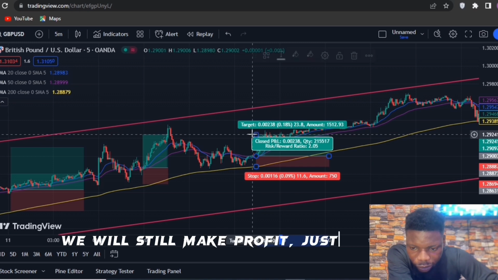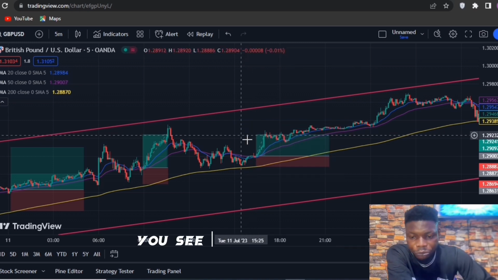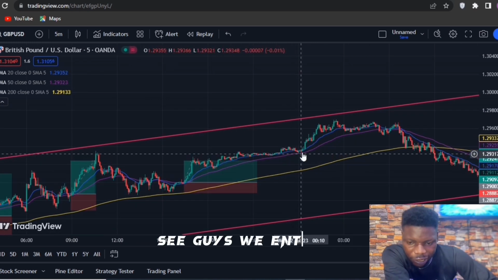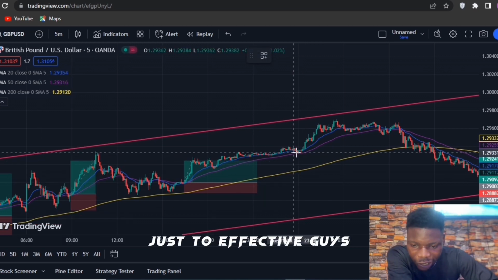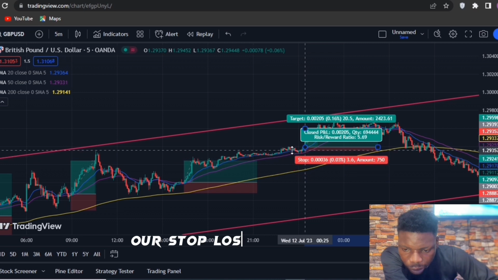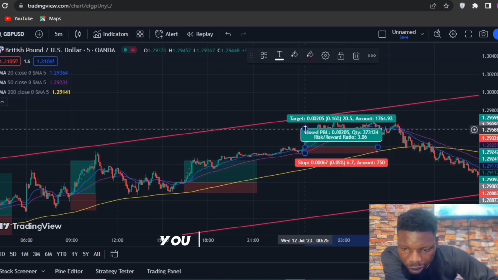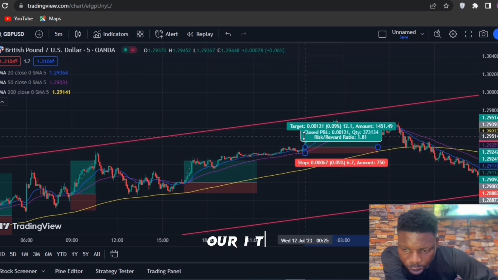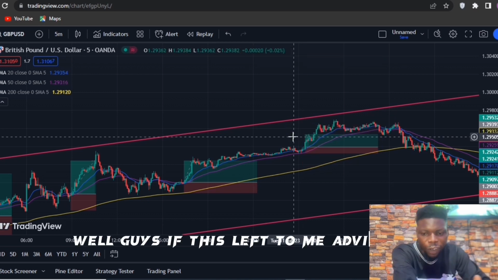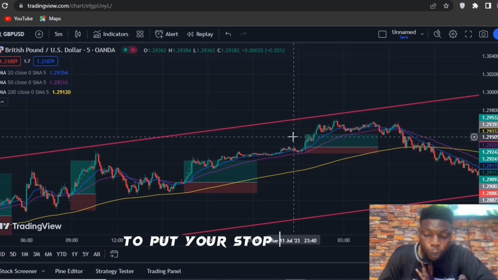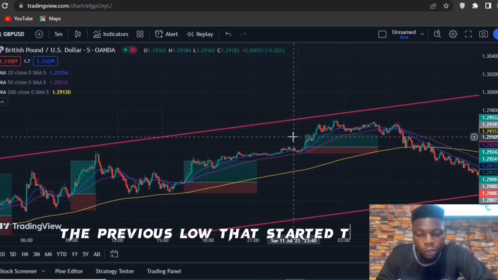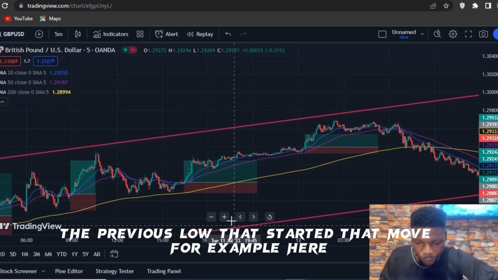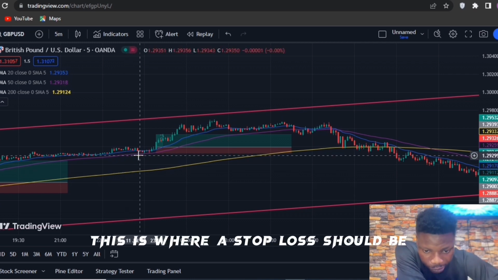We'll still make profits, but just be safe. You see, take profit hit. We enter, this thing is just too effective, guys. We enter here, our stop loss will be here. You understand? And 1-2. So guys, if it was left to me, I'd advise you to put your stop loss below the previous low that started that move. For example, here, this is where your stop loss will be, understand?